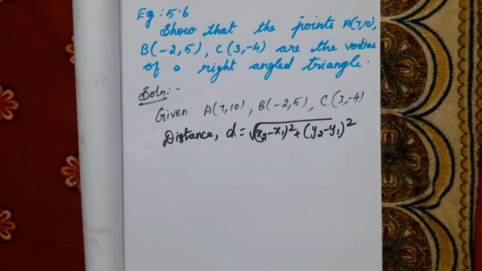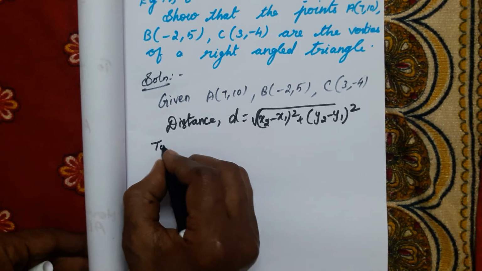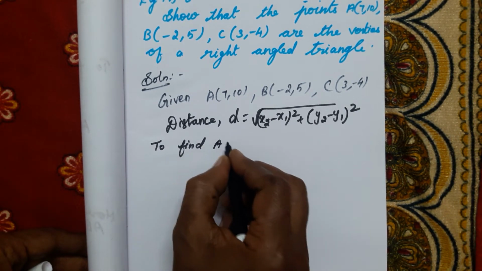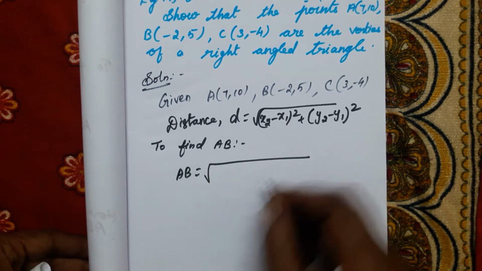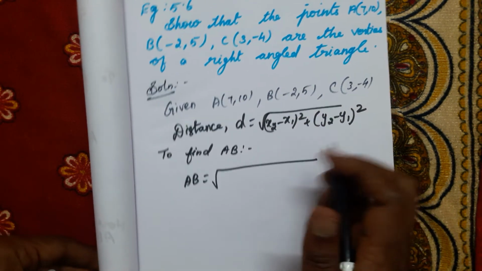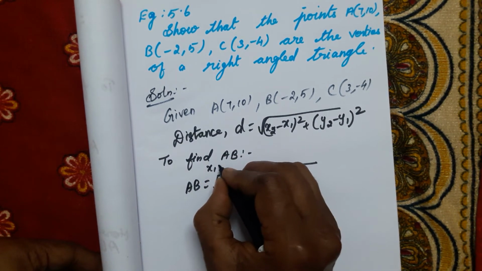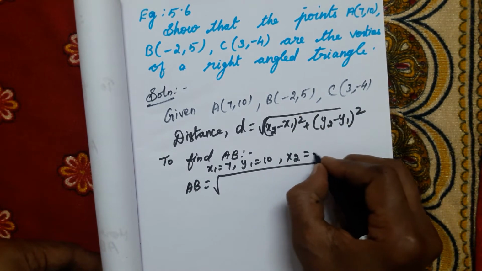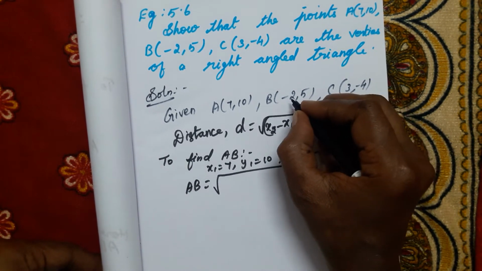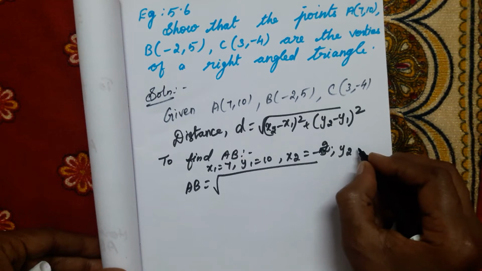Root of (x2 minus x1) the whole square plus (y2 minus y1) the whole square. Here also we want to find the side AB. To find AB, AB is equal to root of (x2 minus x1) the whole square plus (y2 minus y1) the whole square. Here A point is (x1, y1), so x1 is equal to 7, y1 is equal to 10. B point is (x2, y2), so x2 is equal to minus 2, y2 is equal to 5.